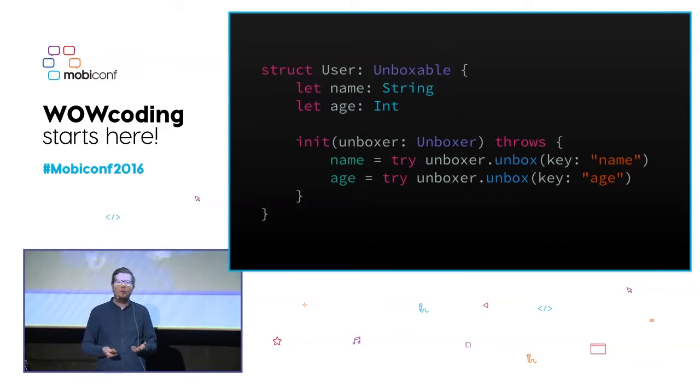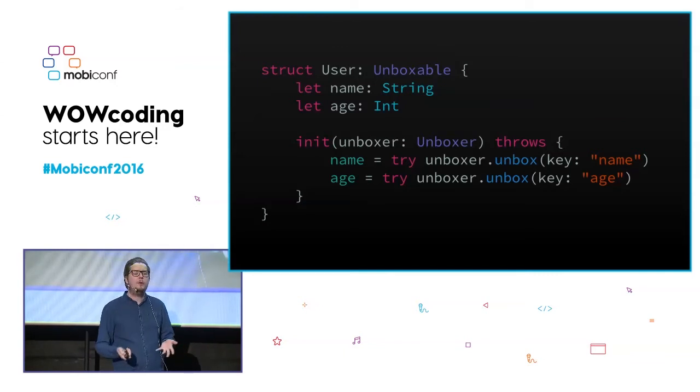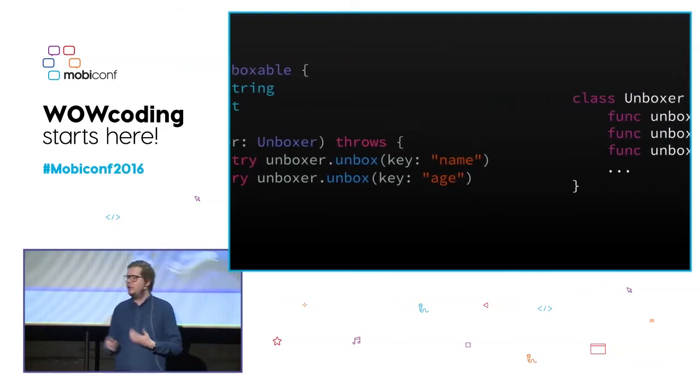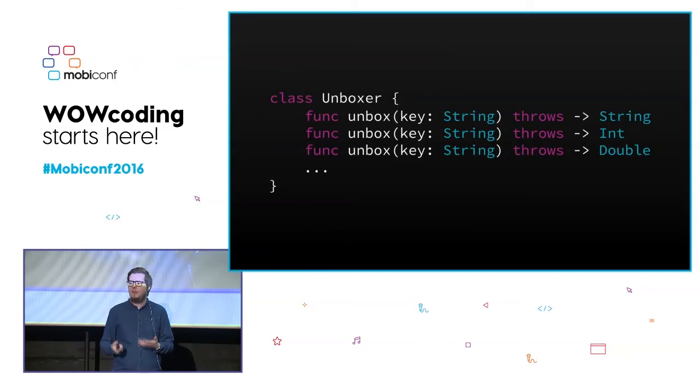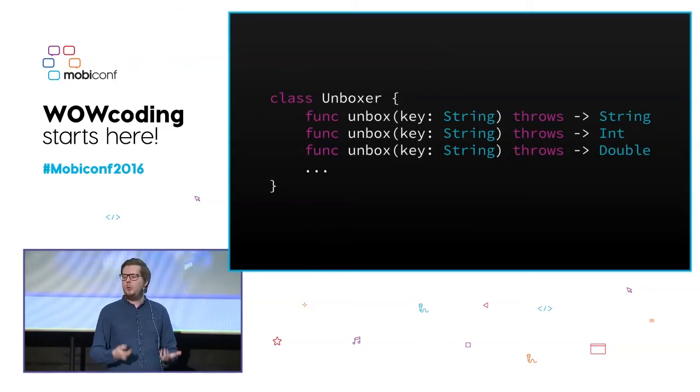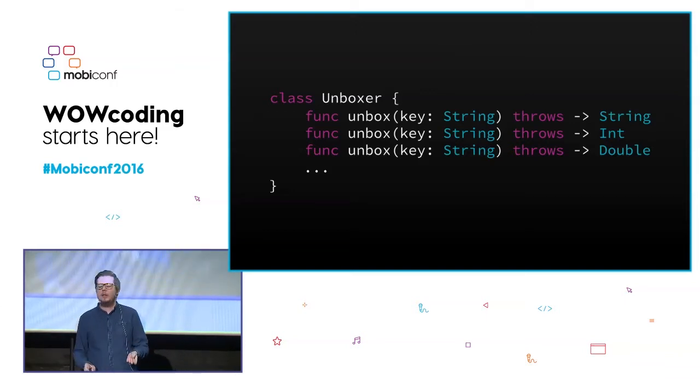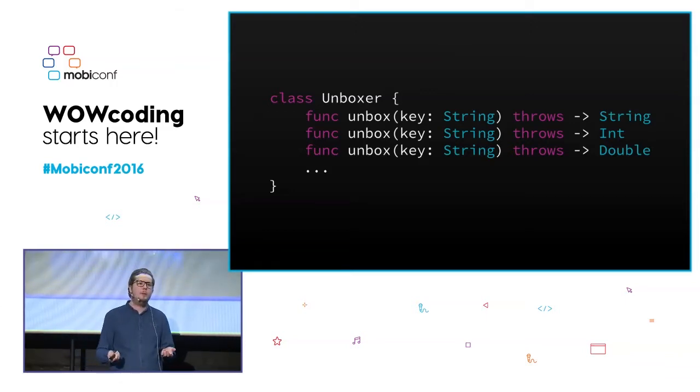So how does this work? Well, it works pretty much like our decode function that we had earlier. It's just a bunch of overloads of the same method that returns different types depending on what you're asking for. And by using, again, type inference, we don't have to do it manually. It's all done by the compiler.